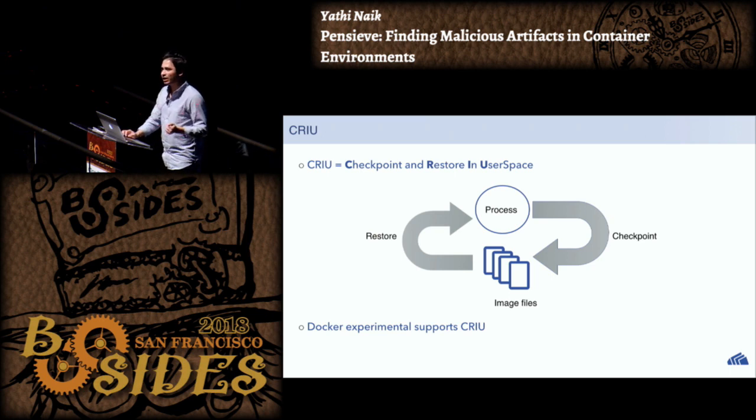So what's CRIU? CRIU stands for Checkpoint and Restore in User Space. It's been around for a while, and it's basically a tool that allows you to freeze a running process and checkpoint it as a bunch of image files on disk. It walks through every task of a process, finds out all the resources that it uses, and then converts them to an image format. These image files can be used to restore them back to a running process. This opens up a lot of interesting use cases like live migration, debugging, load balancing, and so on.